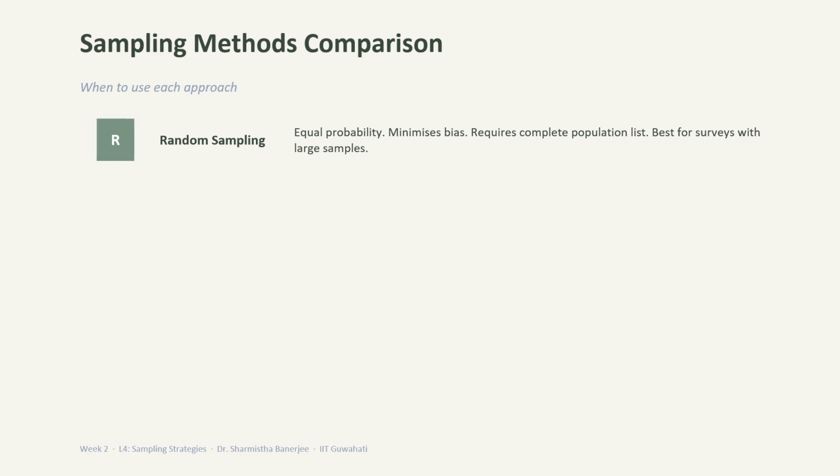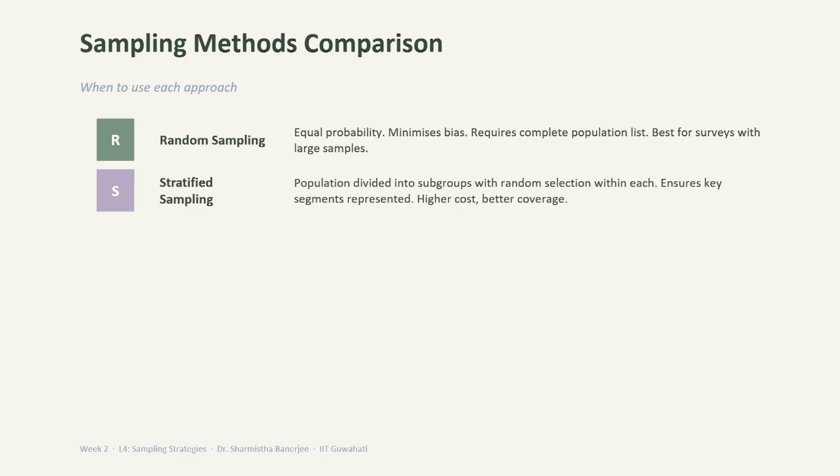When I am going for random sampling, there is an equal probability of every particular member of that particular population to get selected. This minimizes bias. It requires you to have the data of the complete population list. Only then can you select people randomly. It is best for surveys where you require large samples.